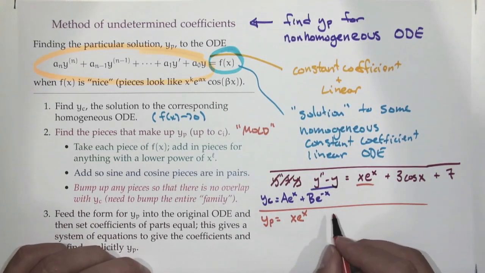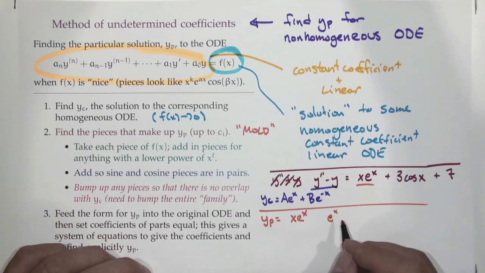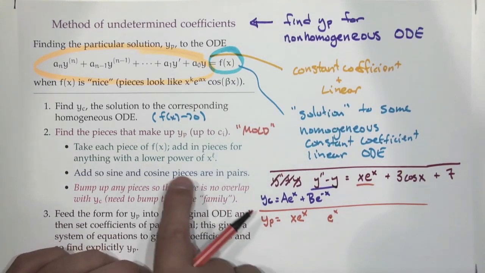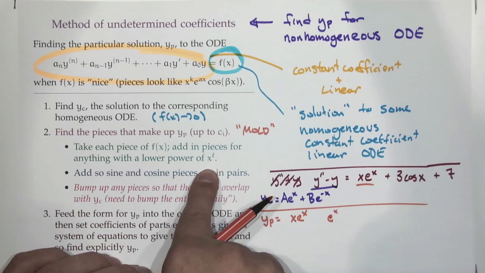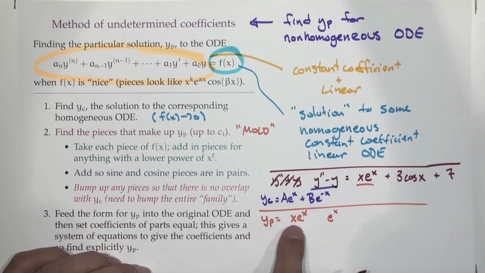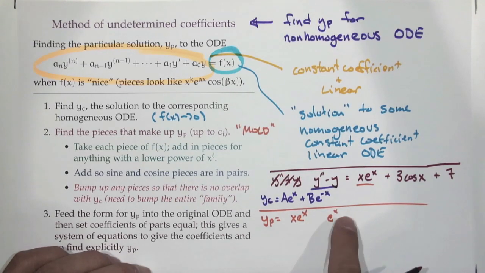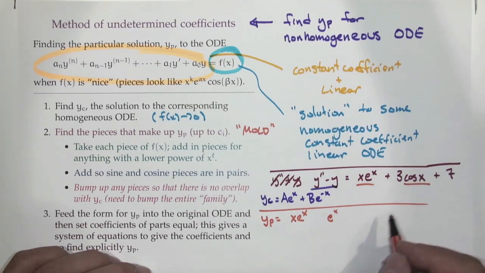X to the 0. So you'd also have another piece that will look like e to the x. So that's what we mean here by adding pieces for anything with a lower power. Here was x to 1, so we have x to 0, e to the x. The other parts stay the same. Okay, are we done with that piece? Yeah? Okay, so come to cosine.